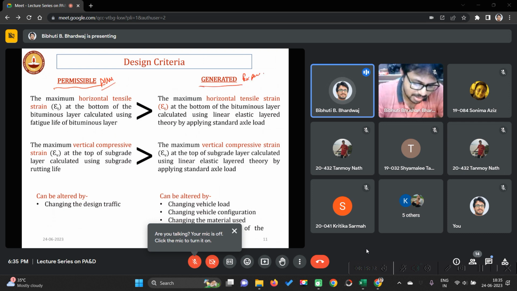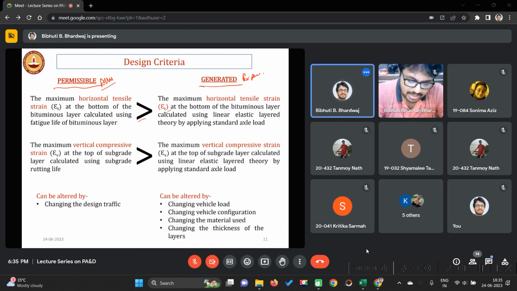So this allowable should always be greater than the generated or expected value. So this epsilon t and epsilon v in both the cases. So here's the maximum horizontal tensile strain at the bottom of the bituminous layer. Okay. So this is calculated by the formula given in IRC and with the material properties that are known to you.